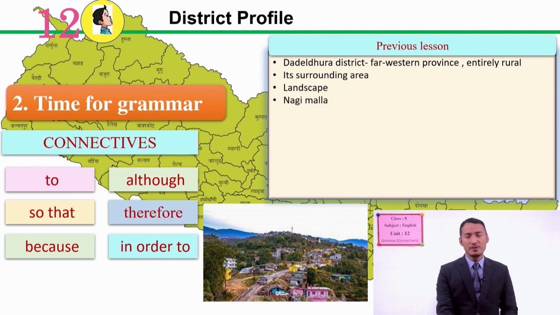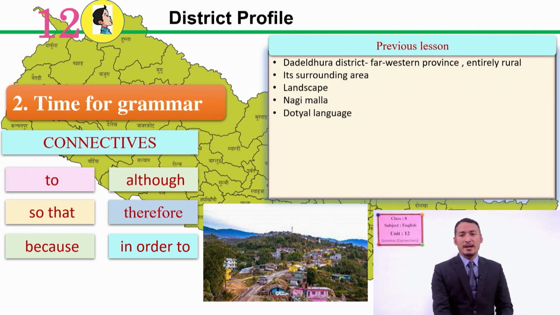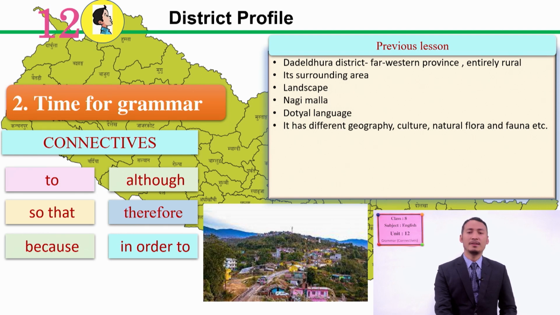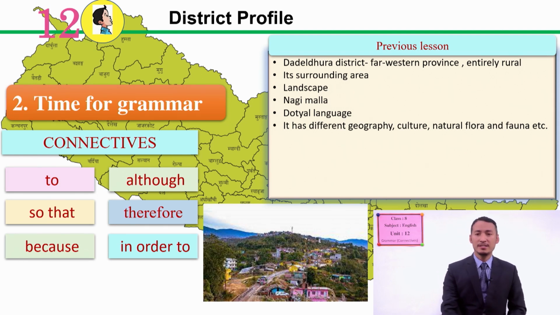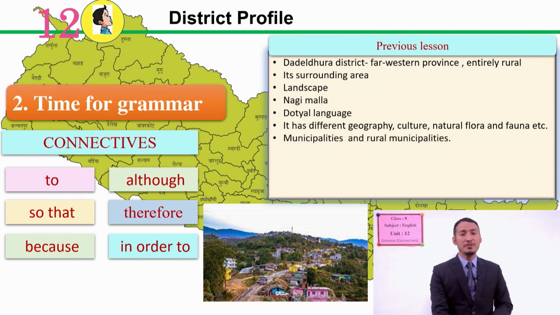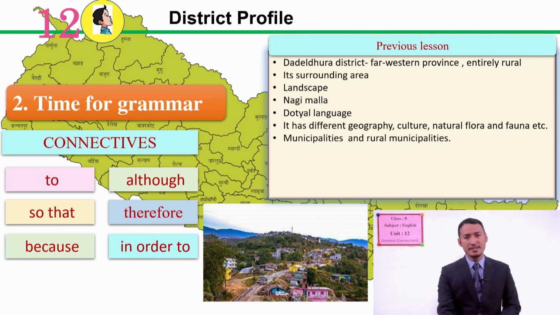Nagi Malla, do you remember who is he? Yes, he is the last king there. Okay. And Dotiyali language is the primary language spoken there, and it has different geography, culture, natural flora and fauna. And we also learned about municipalities. How many municipalities did we say in the last lesson? Yes, there are 2 municipalities and 5 rural municipalities.